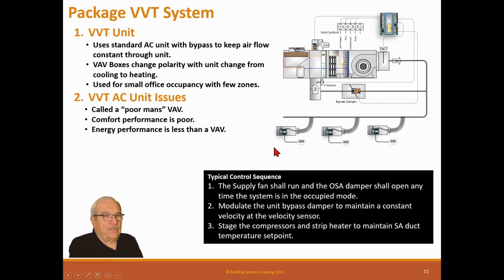The sequence is simple. The supply fan should run. The outside air damper opens anytime the unit is in the occupied mode. Modulate the unit bypass damper to maintain a constant velocity at the velocity set point. Stage the compressor and strip heater to maintain supply air duct temperature set point. It's a really simple sequence. It does work.